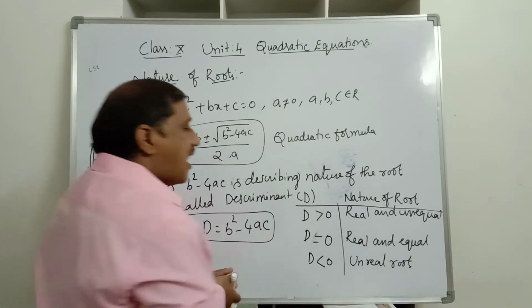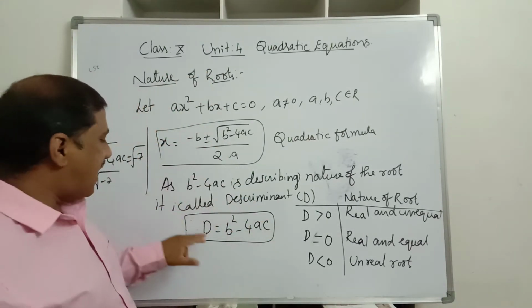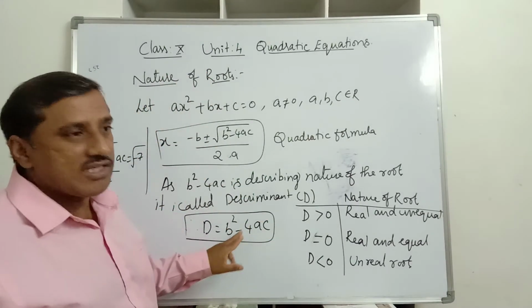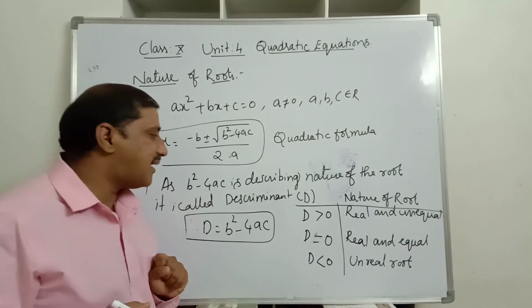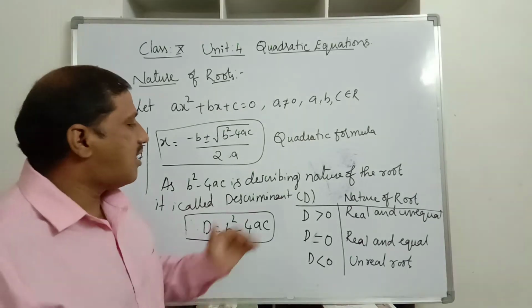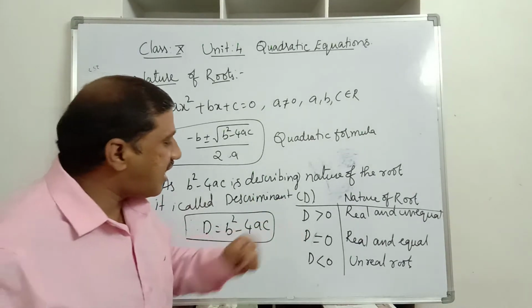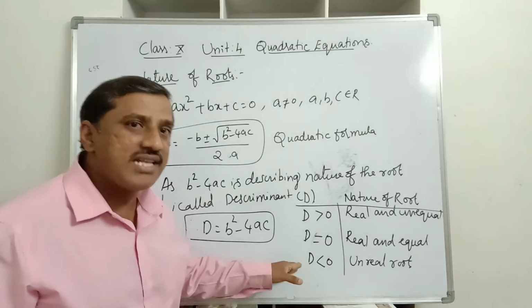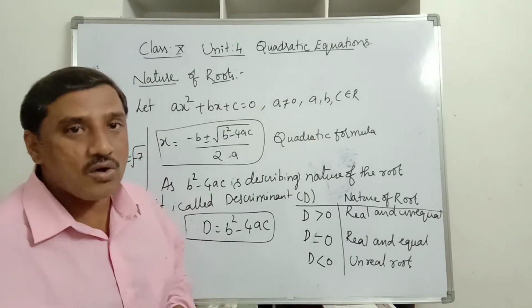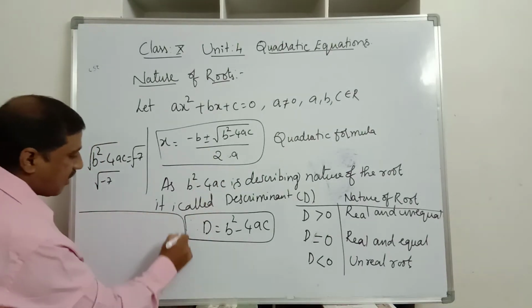As the nature of the roots of the quadratic equation depends on b square minus 4ac, this is known as the discriminant. If D is greater than 0, the roots are real and unequal. If D is equal to 0, the roots are real and equal. And if D is less than 0, the roots are unreal, they are imaginary roots.